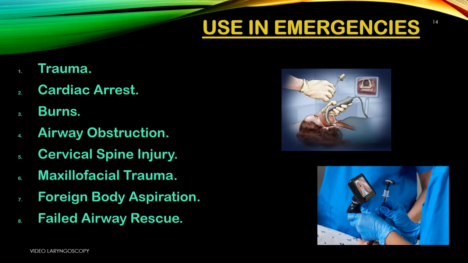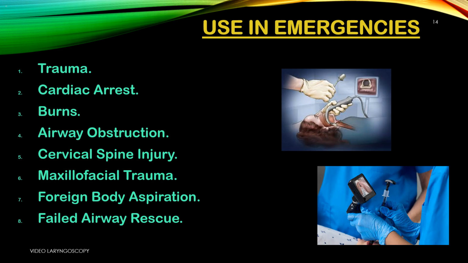4. Airway obstruction. From swelling, infection, or secretions. The camera lets you see past obstructions to place the tube. 5. Cervical spine injury. Needs minimal neck movement. VL allows intubation with inline stabilization to protect the spine.